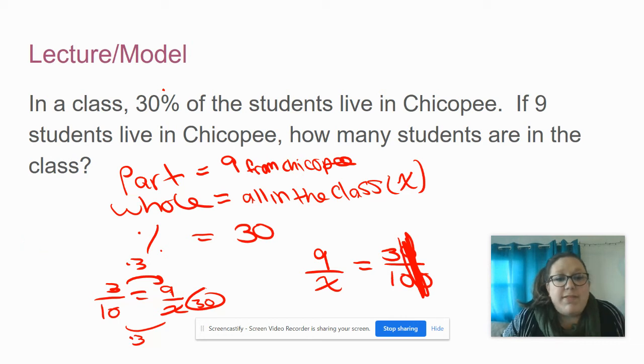This is because 30% simplifies to 3 over 10. Then we want to multiply the part of 3 times 3 to get to our part of 9 from Chicopee. Then the whole of 10 times 3 to get a new whole of 30. Therefore, it is 30. All right, let's keep going.